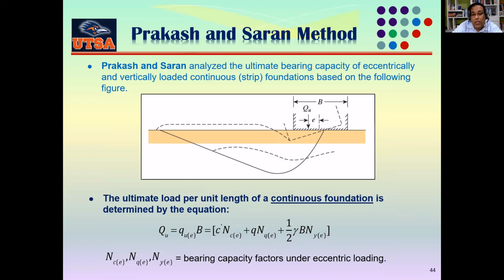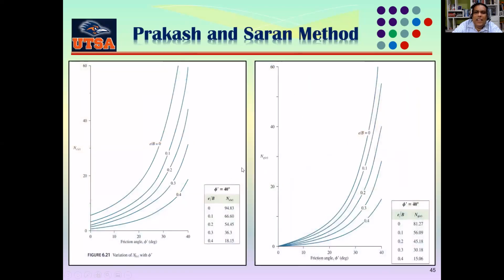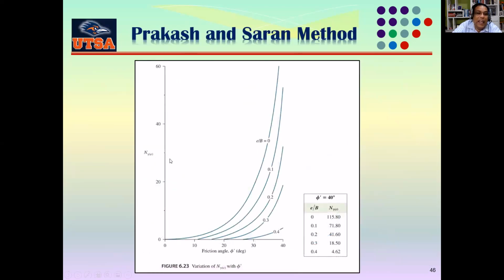If you want to use the shape factor, they provided that information to you also. But first of all, we need to know how we can find the bearing capacity factors like N_ce, N_qe, and N_gamma e, right? So these are the charts to find this information. This is your friction angle, and this is your N_ce. This is your friction angle, and this is your N_qe. Similarly, this is your friction angle, and this is your N_gamma e.